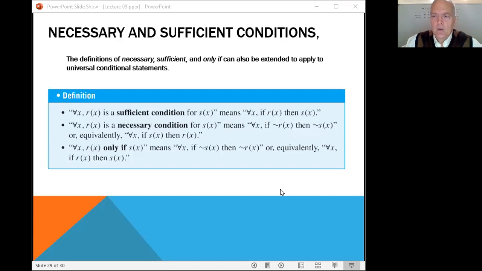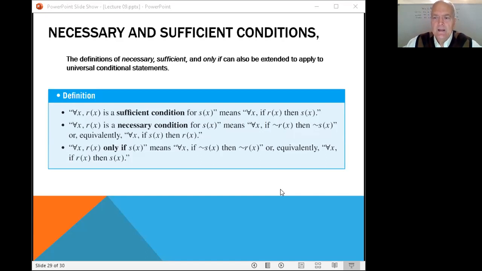And likewise, we can say for a necessary condition, for all x, if R of x is a necessary condition for S of x, that means that for all x, if not R of x is true, then not S of x is true as well. Or equivalently, using the contrapositive, we can convert that to say for all x, if S of x is true, then R of x is true. R of x being then a necessary condition.